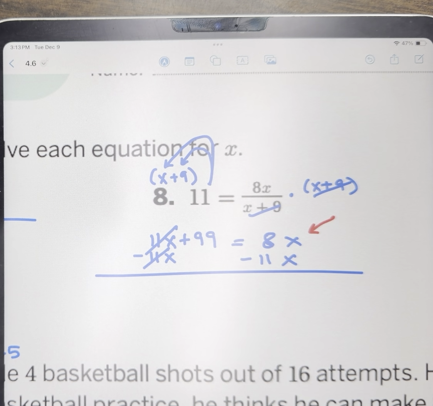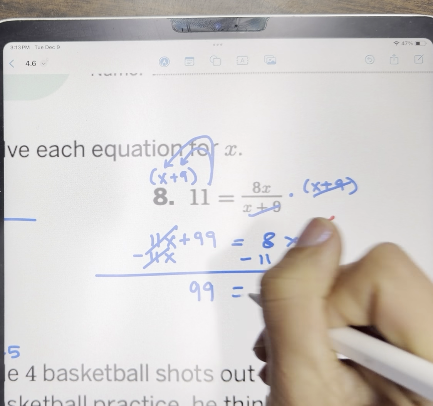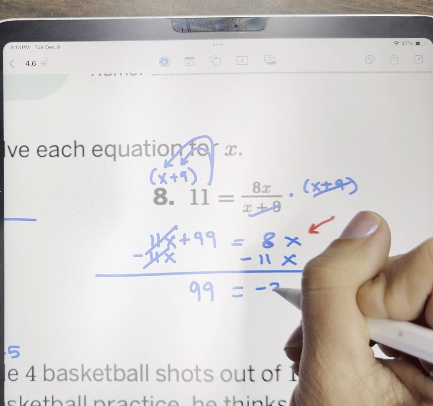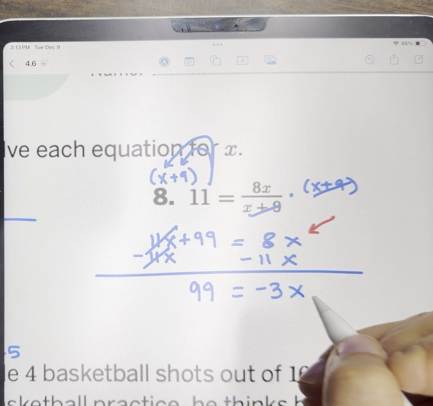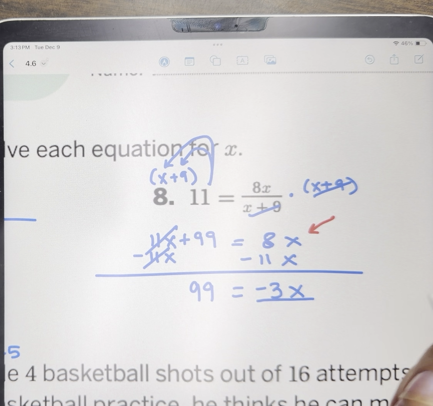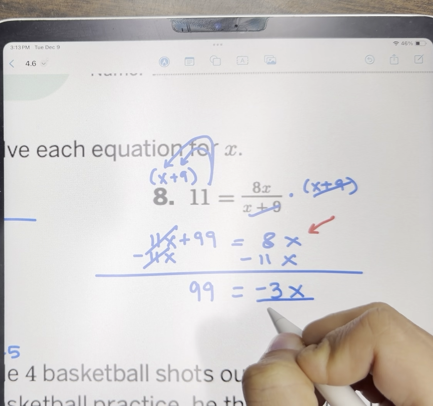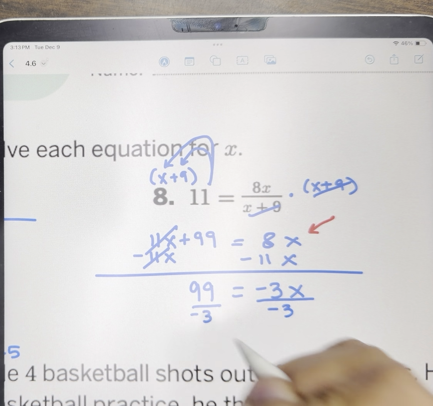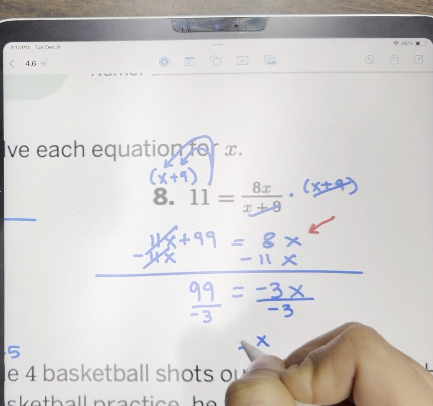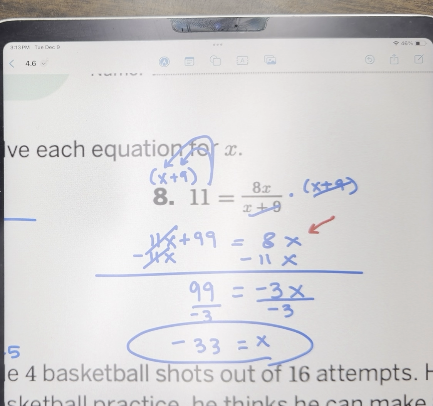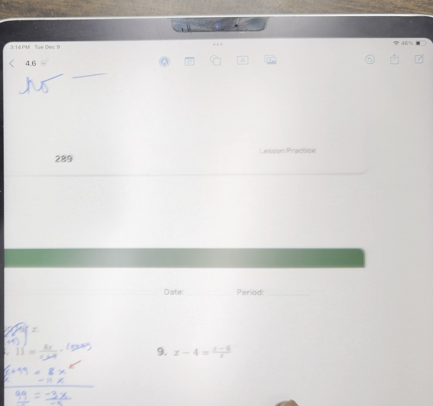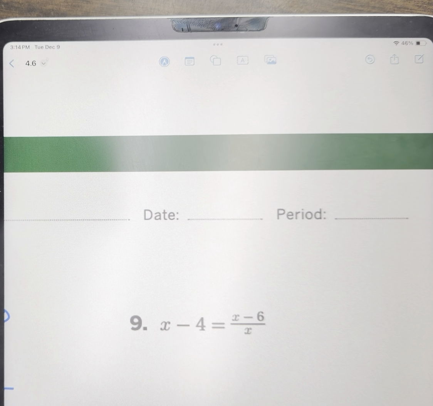The 11x's cancel. We get 99 equals, and 8 minus 11 is -3. And now again, I got a number and an x, no plus sign, no minus sign in the middle of them. This is not +3 to both sides. This is divide 3. And x equals, this is going to be negative, and it is going to be -33. Okay, you guys see how fun? How fun is this? It's so fun. Oh, thank goodness. This one I thought was going to be bad, but it's not going to be that bad.